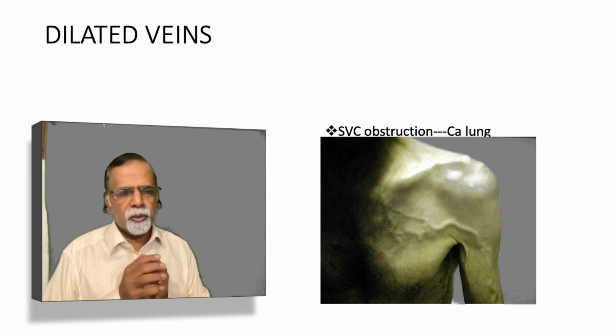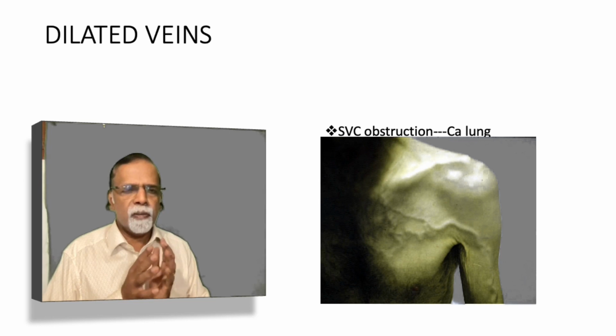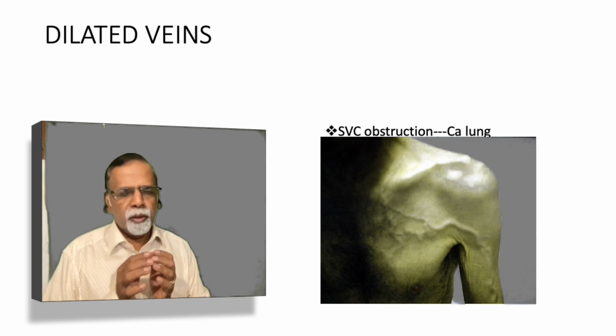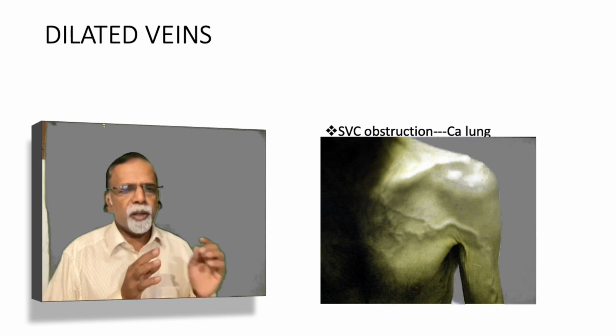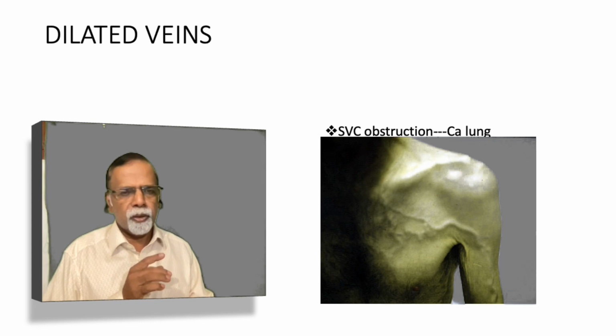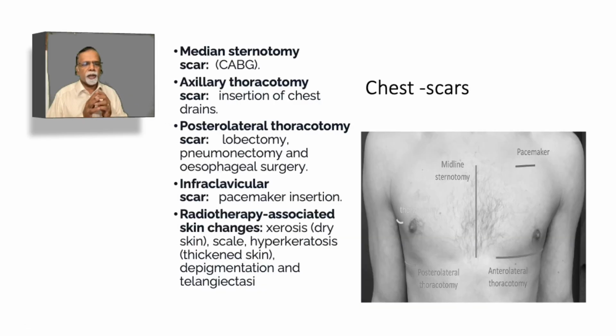Then comes the dilated veins. Dilated veins over the chest. As far as the respiratory system is concerned, we are concerned with superior vena cava obstruction in bronchogenic carcinoma. Rarely this can occur in mediastinal fibrosis, thrombosis of the superior vena cava or innominate veins. So look for dilated veins over the chest. And in such cases, the number one diagnosis will be bronchogenic carcinoma due to superior vena cava obstruction.